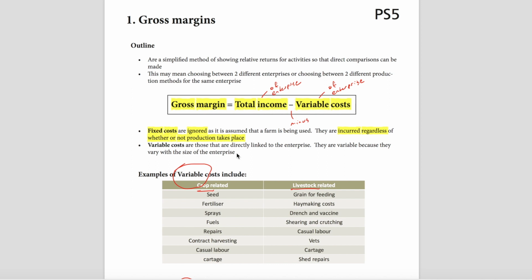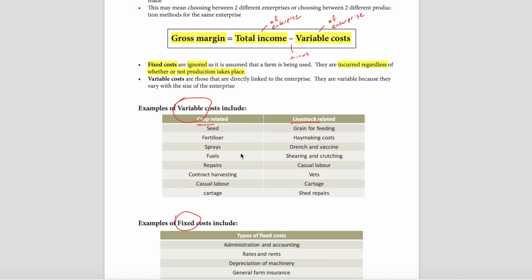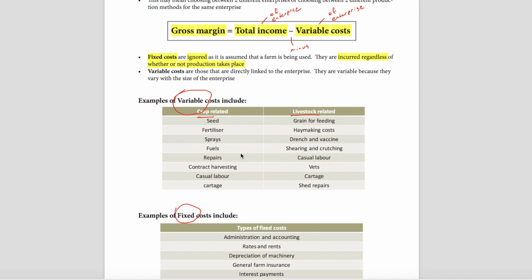Anything that I have to pay anyway is what's known as a fixed cost, and you don't include those in gross margins because they don't change. Whether I grow lots of beef, not much beef, or no beef, or whether I grow cotton or wheat, I still have to pay the fixed costs. So they are not included in a gross margin because it simply takes too much time to include those, and it doesn't tell you anything extra.